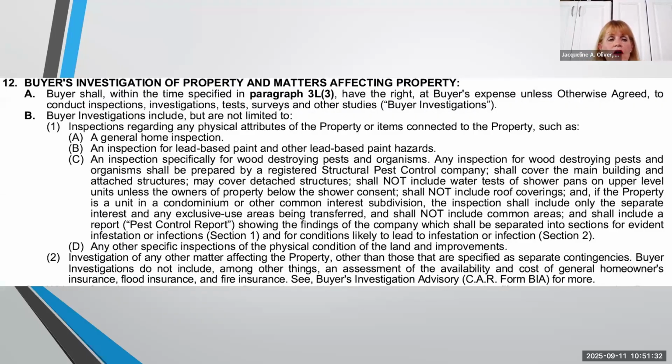Okay, so here's 12. And again, it's the buyer's investigation of property. And then it lists, what's interesting is that A talks about within a certain time period at the buyer's expense. Remember, we just looked at paragraph 10 and it said allocation of inspection costs. So now you see at buyer's expense unless the seller agrees to pay it. So that would be a negotiable item. Inspections, investigations, tests, surveys.